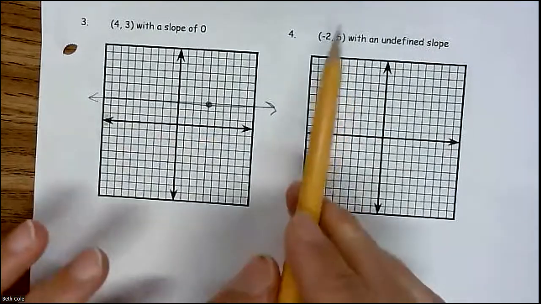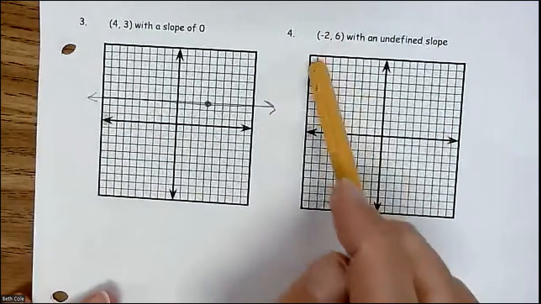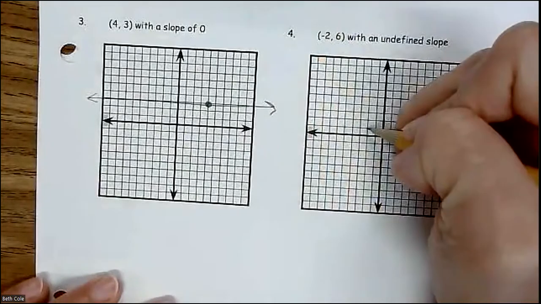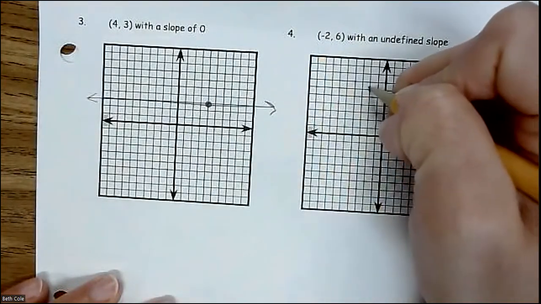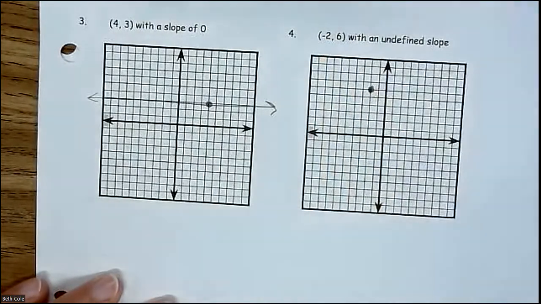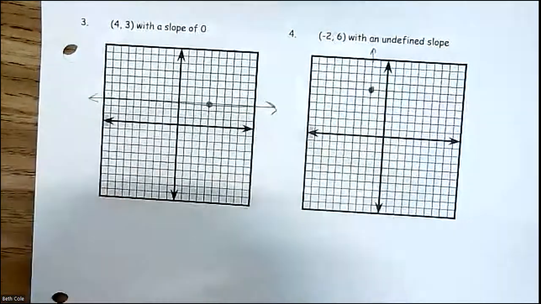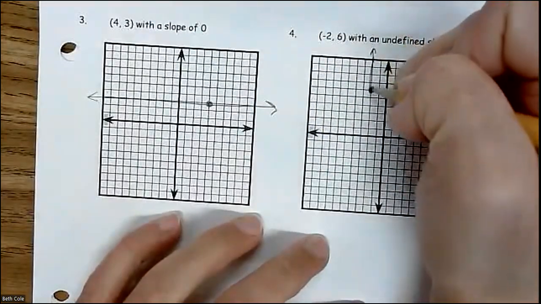And then last one, -2, 6. What quadrant is that in? 2? And then what kind of a line am I going to draw through it? It's vertical.